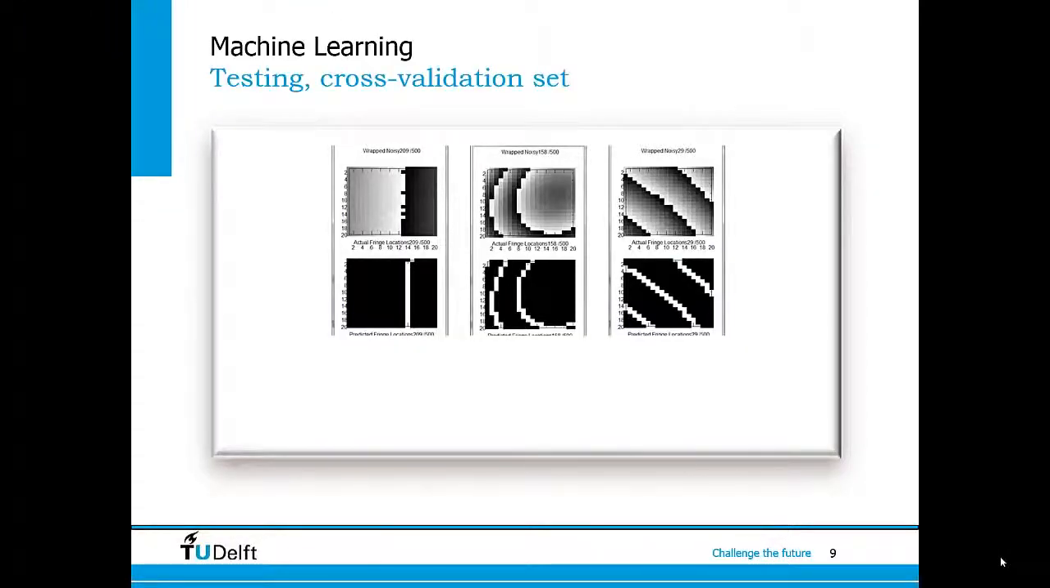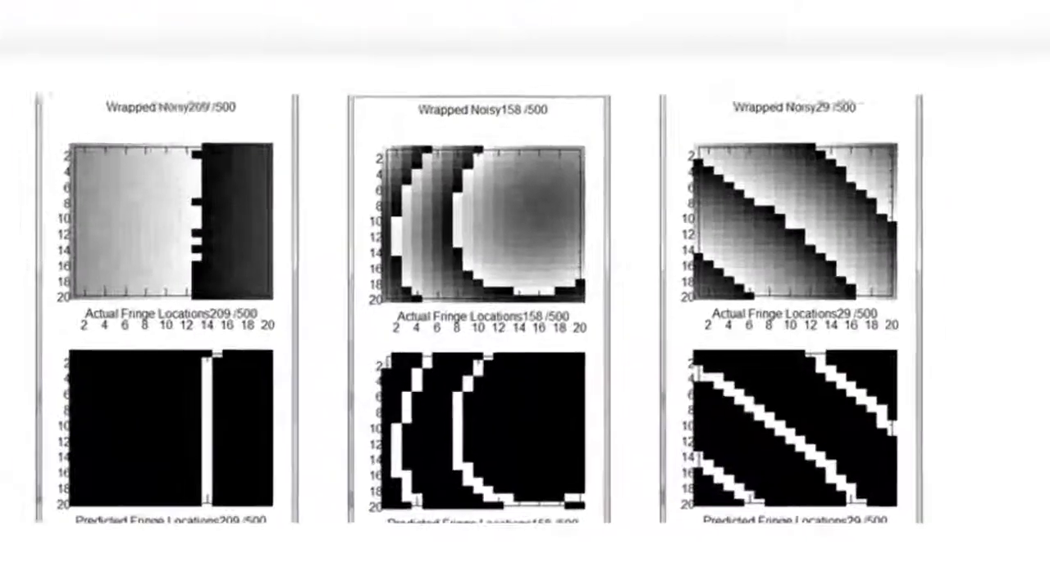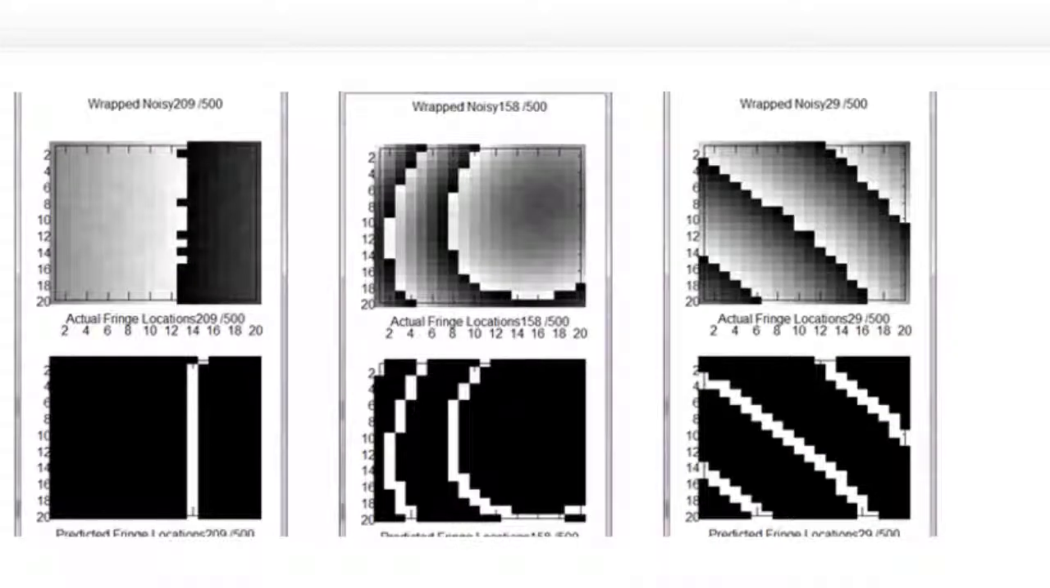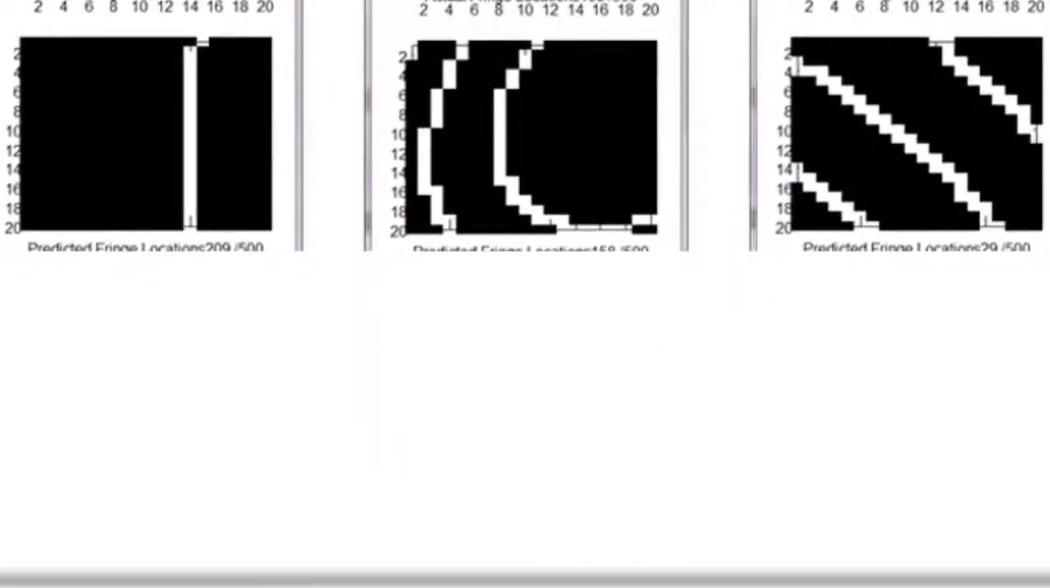Once you have trained the neural network, assessing the performance and the accuracy of the predictions can be tricky. Here are just a few examples, 3 examples of wrapped phase maps, to illustrate how assessing the quality or accuracy of the prediction can be tricky and why. Here we know what the answer is supposed to be. These are fairly straightforward examples. There's hardly any noise.